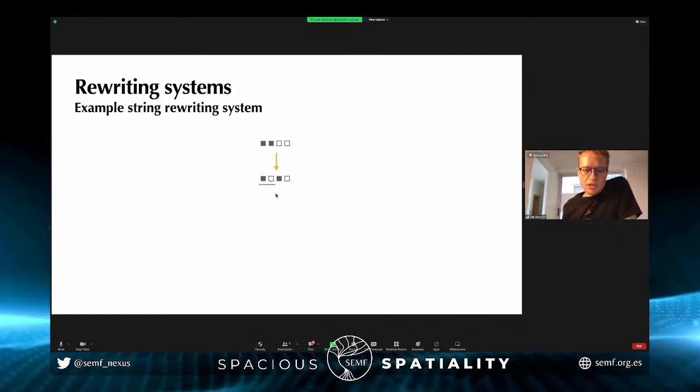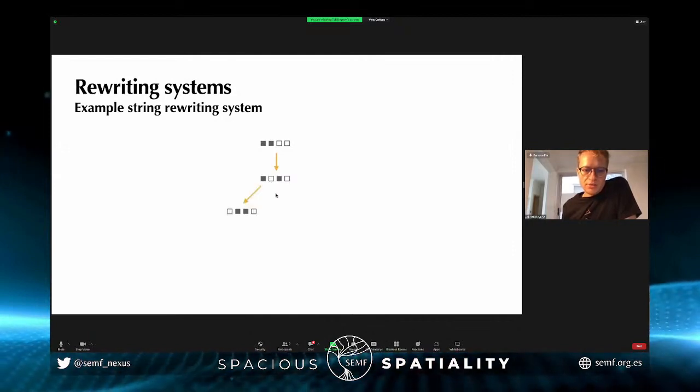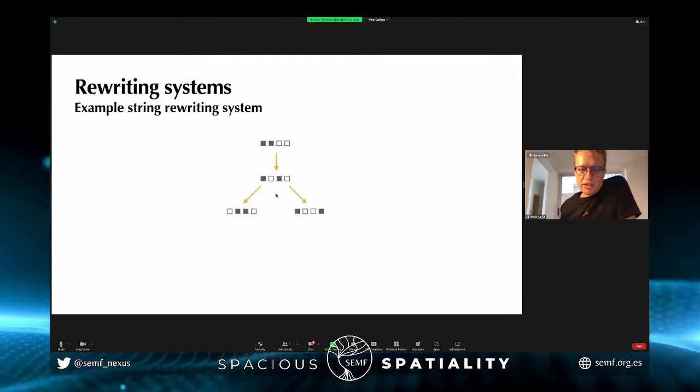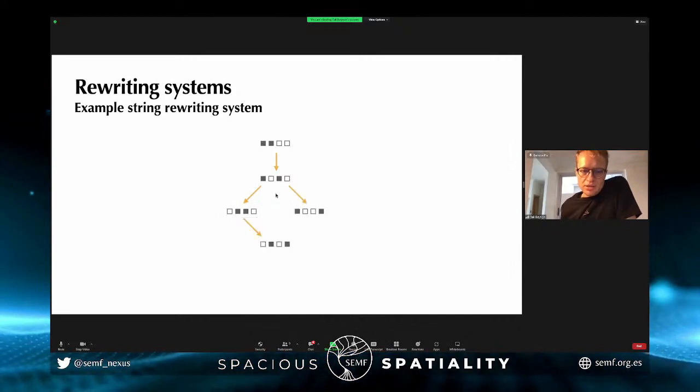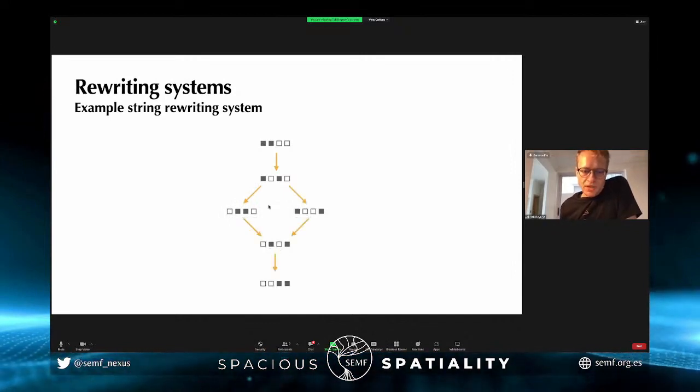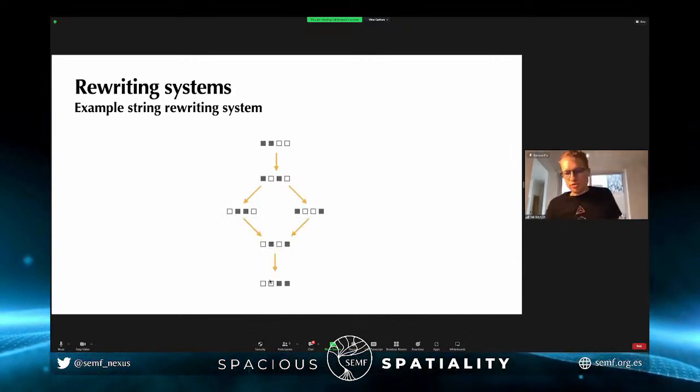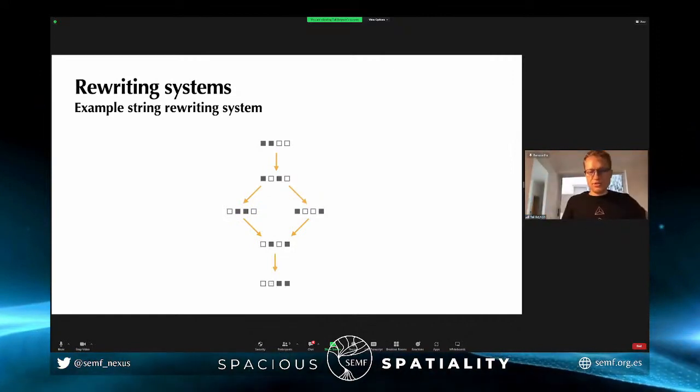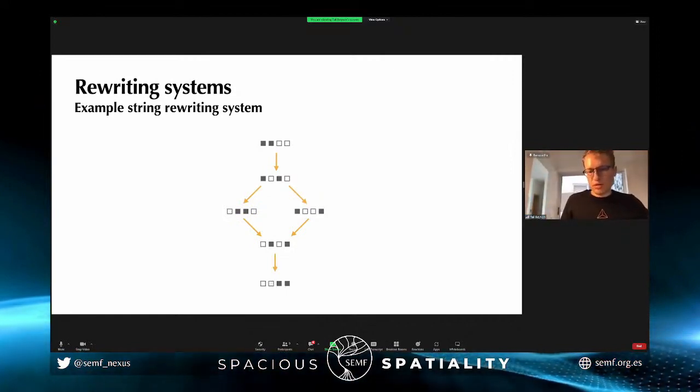So let's see what happens if we rewrite the match on the left. We get that. But we could also rewrite the match on the right and get that. And so we go. And eventually, we end up with all the black cells on the right and all the white cells on the left. As I mentioned, you could predict that would happen.